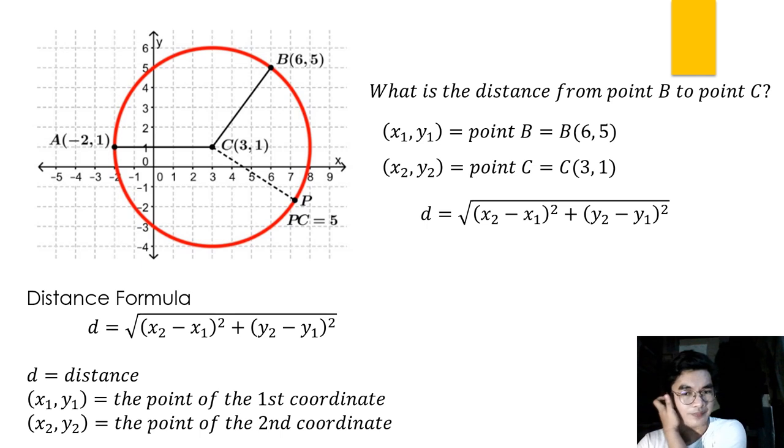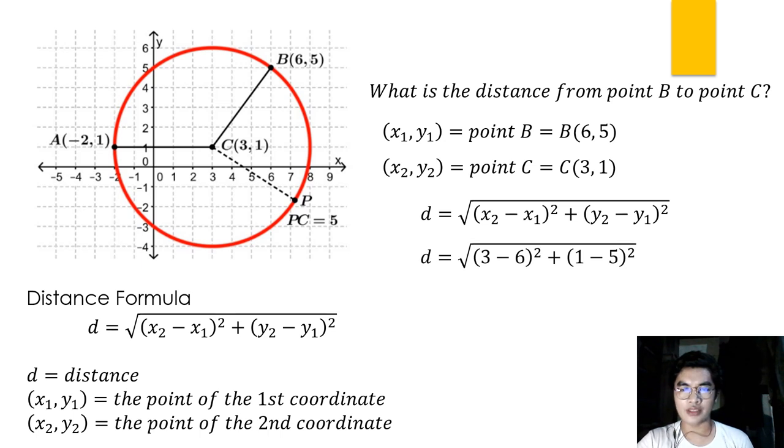Using the distance formula, d equals the square root of the square of x sub 2 minus x sub 1 plus the square of y sub 2 minus y sub 1. Let me reread this formula again. Okay, let us substitute all the given. Our x sub 2 is 3 minus x sub 1 which is 6, and our y sub 2 is 1 minus y sub 1 which is 5. So we have d equals the square root of the square of 3 minus 6 plus the square of 1 minus 5.